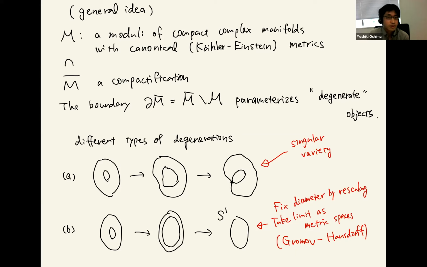So for a non-collapsing case, in particular, if the Ricci curvature is positive, then these two types of degenerations are the same. It was proved by Donaldson and Sun. On the other hand, for a Ricci-flat case or a non-positive case, the two types of degenerations can be different, as in this picture.